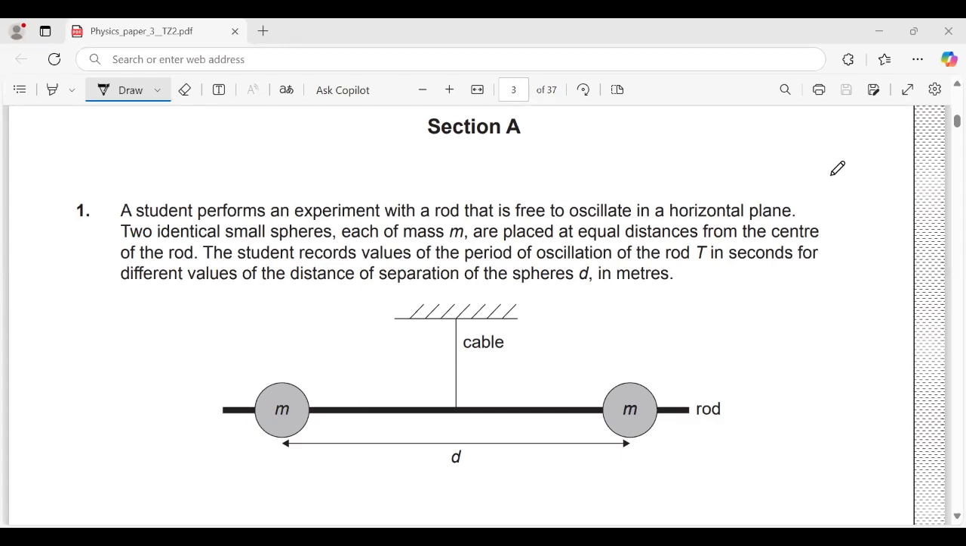Number one, a student performs an experiment with a rod that is free to oscillate in a horizontal plane. Two identical small spheres, each of mass m, are placed at equal distances from the center of the rod. The student records values of the periods of oscillations of the rod T in seconds for different values of the distance of separation of the spheres d in meters.